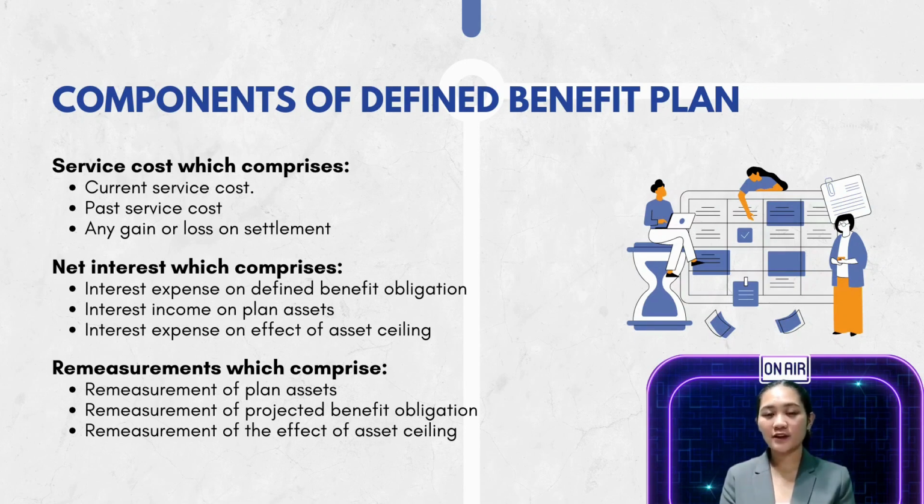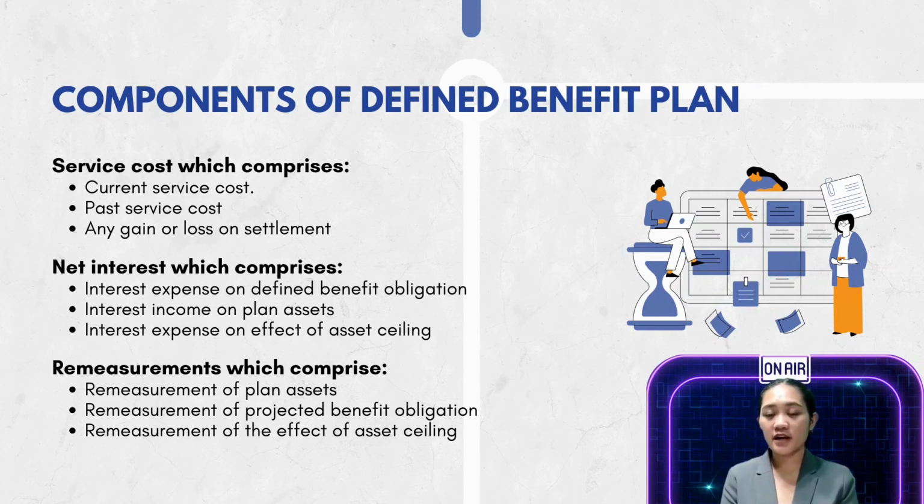So the last component was remeasurement, which comprises the following. First is the remeasurement of plan asset. The actuarial gains and losses, income from plan asset excluding the projected interest income, and the effect of any asset ceiling are all factored into remeasurement.